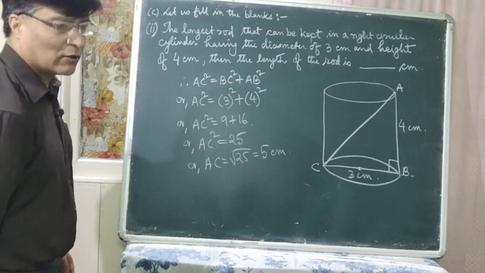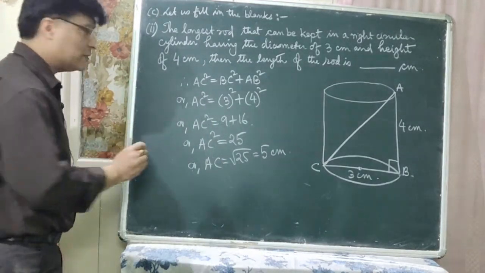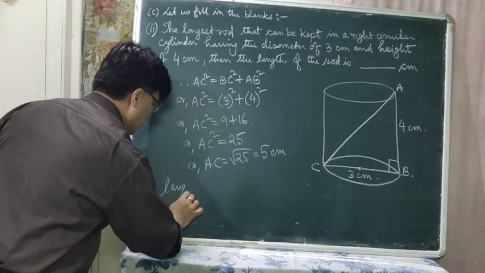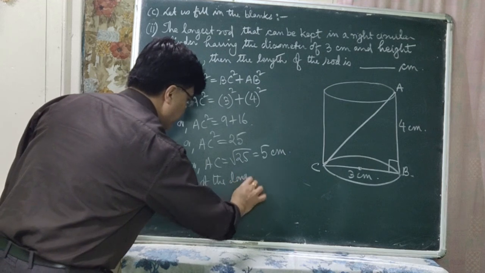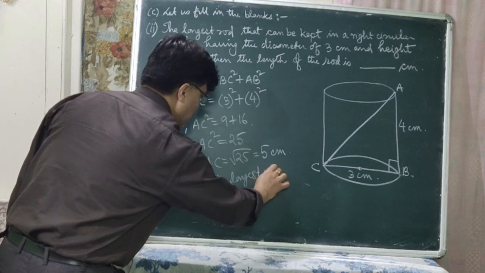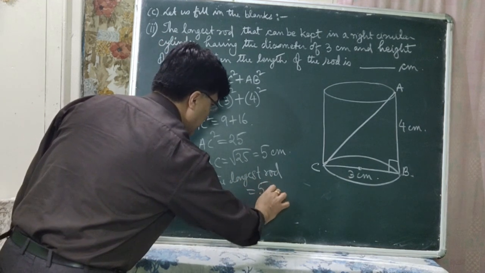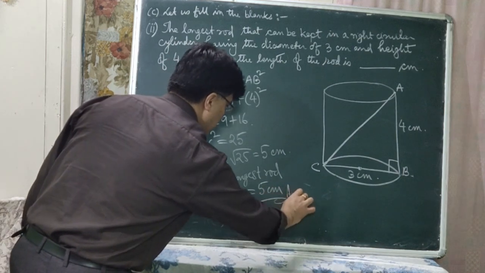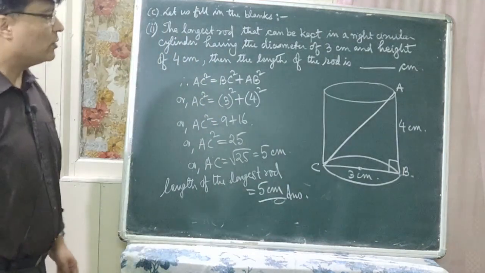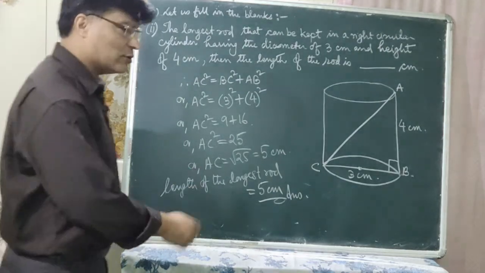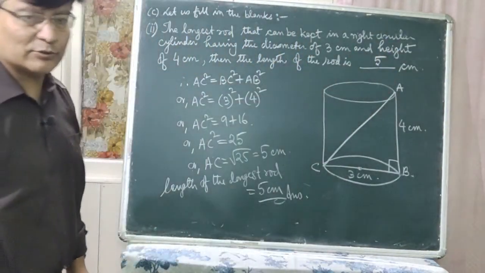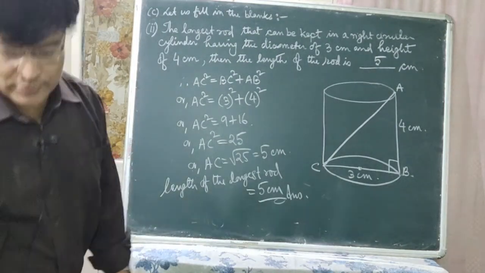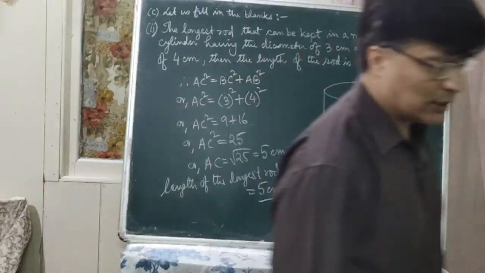So what is the length of the longest rod? That is your 5 centimeter. So the length of the longest rod is equal to 5 centimeter. So in the fill in the blanks we write 5 centimeter. Is that clear to all of you? So this is the answer. You can copy it. Now we'll do the next question.